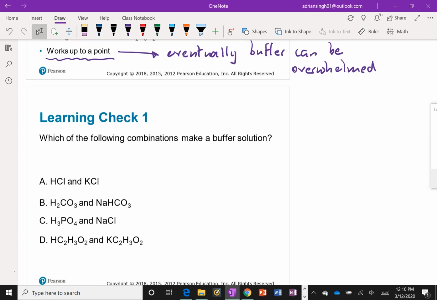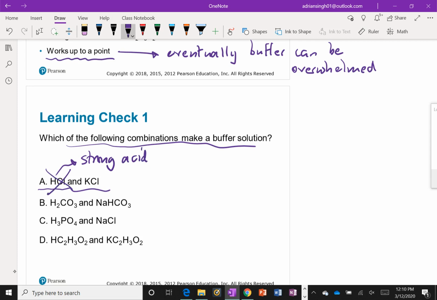All right, so we can go through this and walk you through my thought process and share it with you as we approach this problem. So it says, which of the following combinations can make a buffer? All right, so let's look at A. So A says HCl and KCl. Well, HCl is an acid, yes, but is it a weak acid? And the answer is no. This is a strong acid. So we cannot use that as part of a buffer.